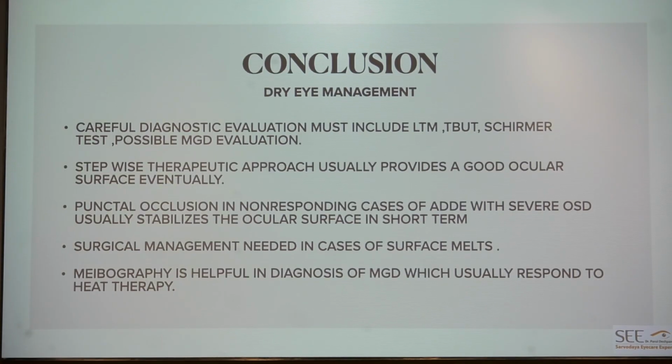To conclude, a careful diagnostic evaluation is a must. We must include lower tear meniscus height, tear breakup time, Schirmer's, and possible MGD evaluation in our diagnosis. A stepwise therapeutic approach usually provides a good ocular surface, and punctal occlusion in non-responsive cases really stabilizes the ocular surface. Surgical management is needed when you see surface breakdown, and meibography is definitely helpful in the diagnosis of meibomian gland disease, which usually would respond to heat therapy.